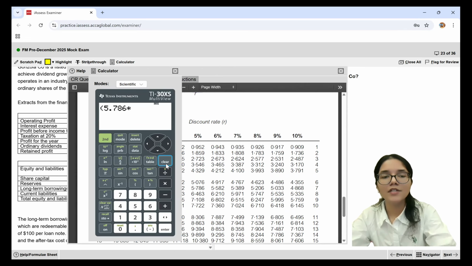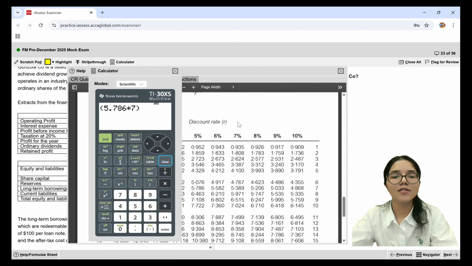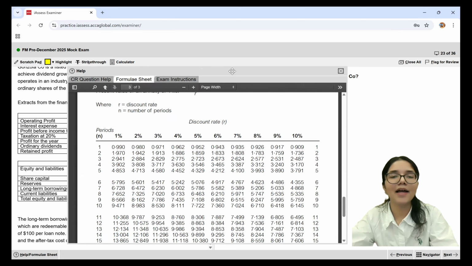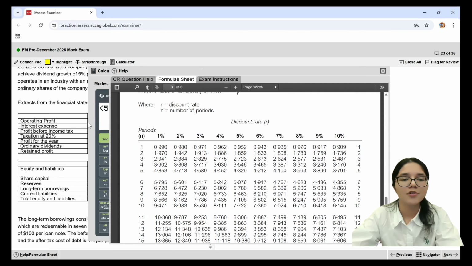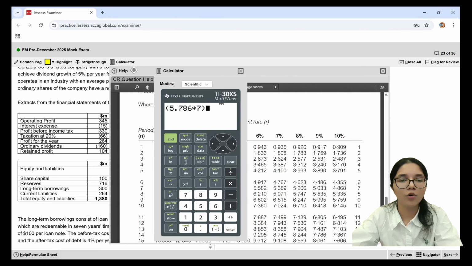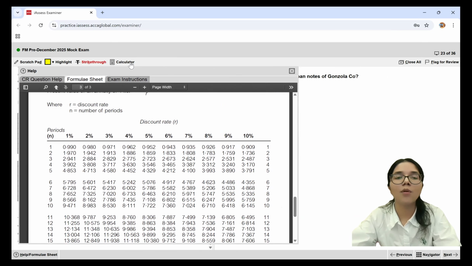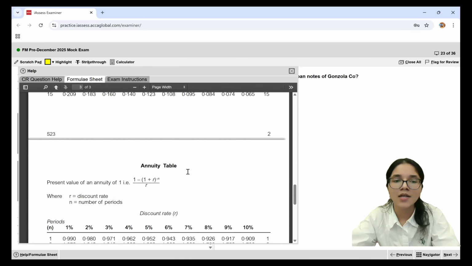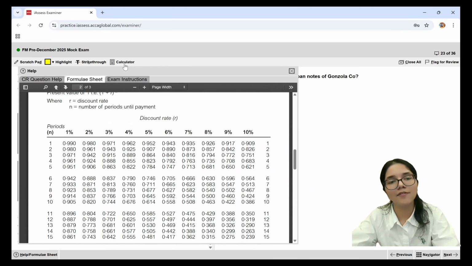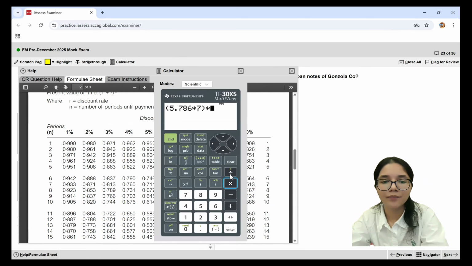5.786 is the factor which I will multiply with 7. This is the interest part's PV. Now I also have to consider what will be the present value of the repayment that I will be getting after 7 years. So it told me that after 7 years are over, I am going to get a 5% premium on the redemption. That means if the nominal value is $100, the premium will be 5%. That means at the end, I'm going to receive $105. So now this is a one-off payment that I will receive. So what I want to do is I want to add 105 to it.